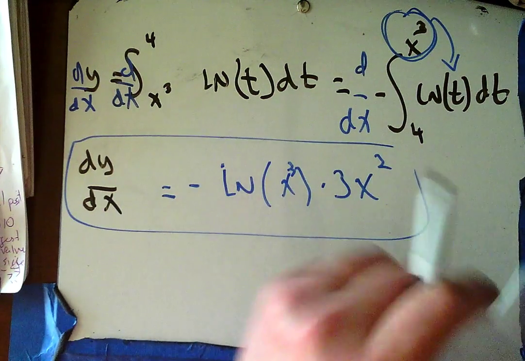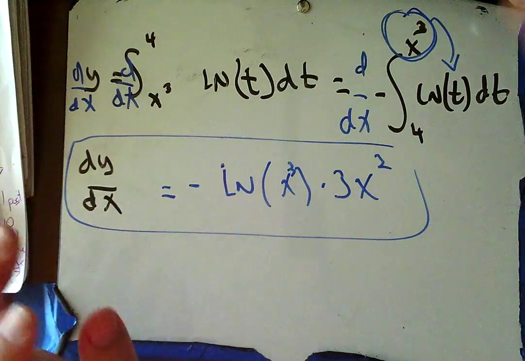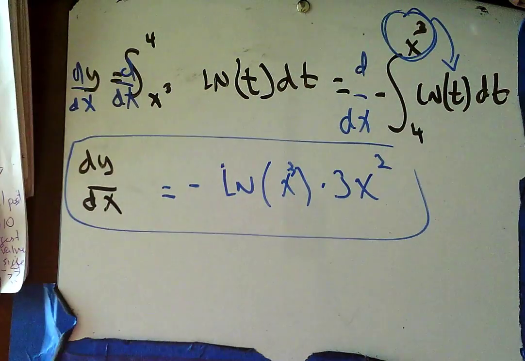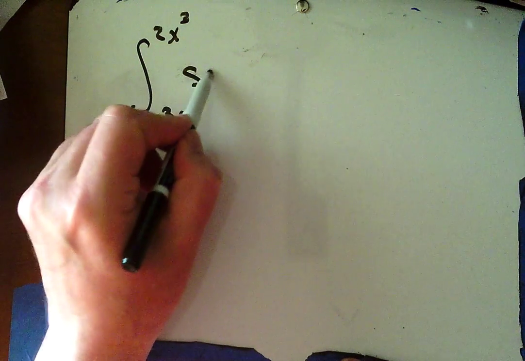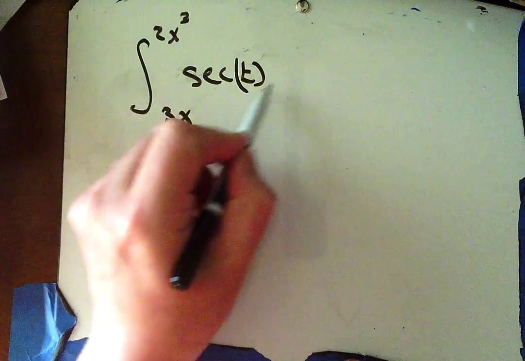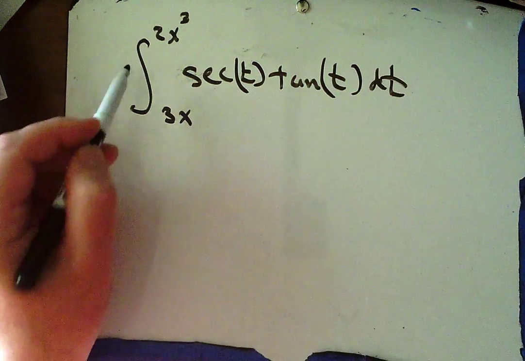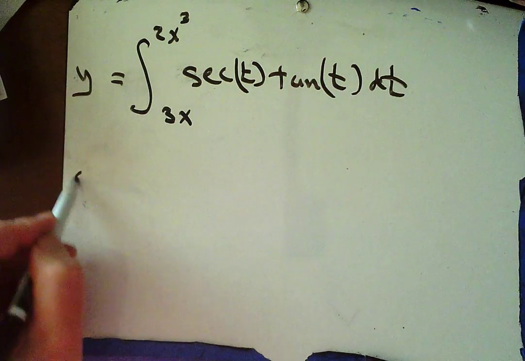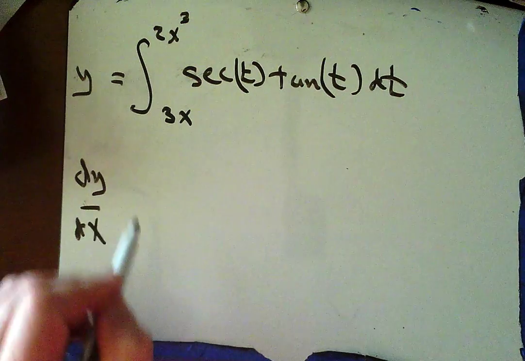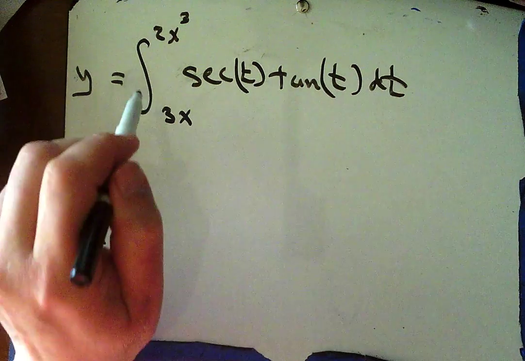By the way, don't box in your answers. It's not a good habit if you're taking the AP exam. Because when you do that, then suddenly you're claiming that to be your final answer. Okay, the integral from 3x to 2x to the third of secant t tangent t dt is y. And of course, I'm looking for dy dx. So, take that derivative.